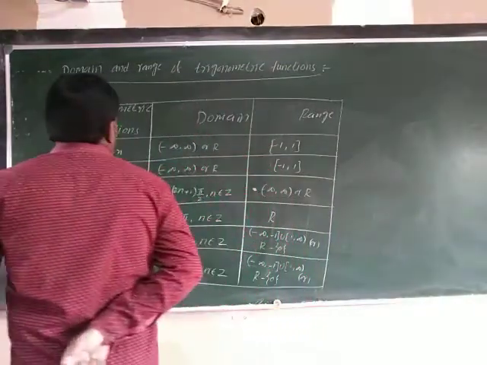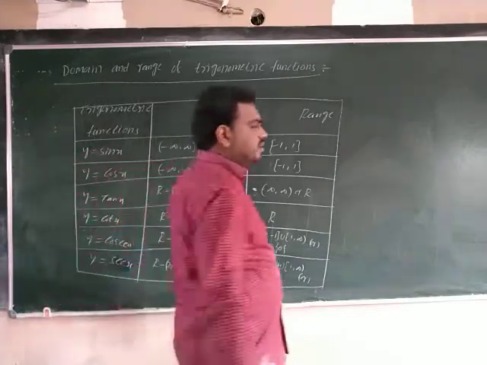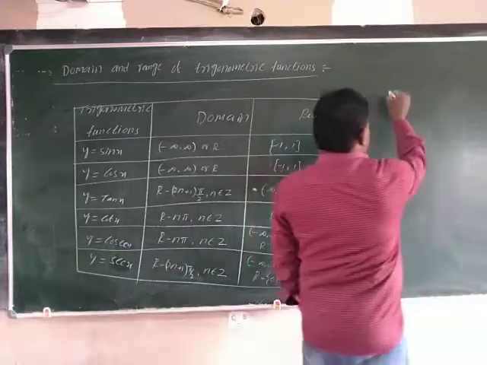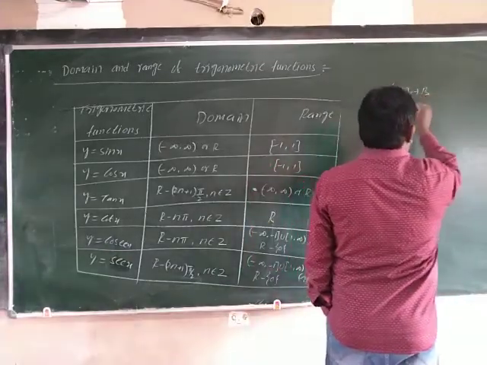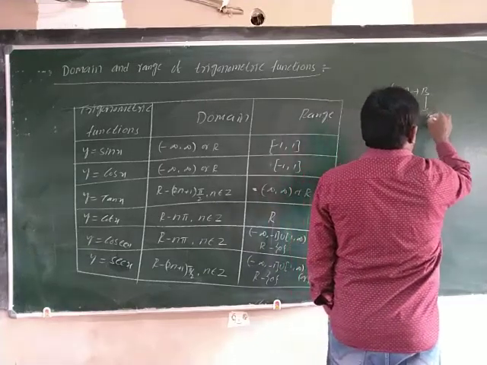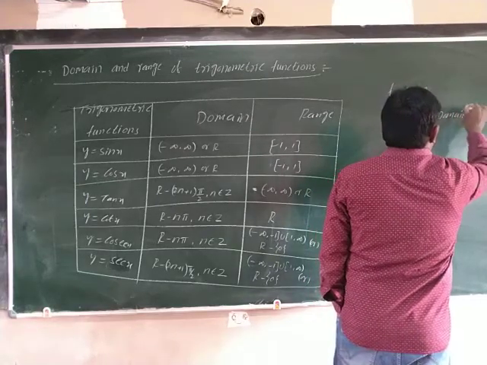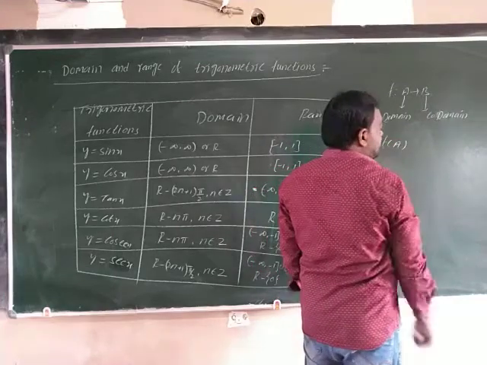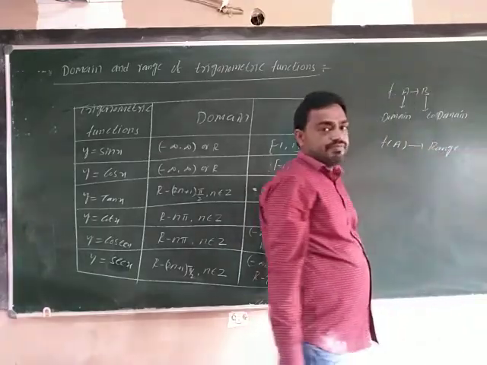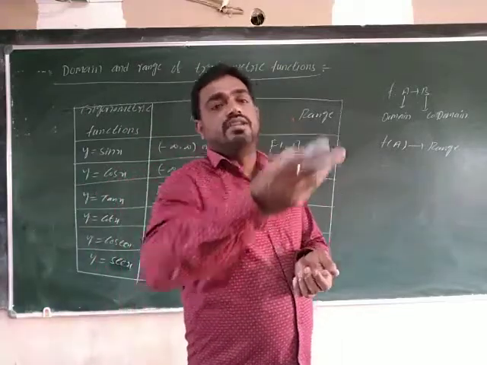Next, domain and range of trigonometric functions. Already you know domain, range, codomain of a function. Once you see f is a mapping from A to B, it is a function. Here A is called the domain. B is called the codomain. The values of f(A) are called the range. Simply, input values are the domain, output values are the range.